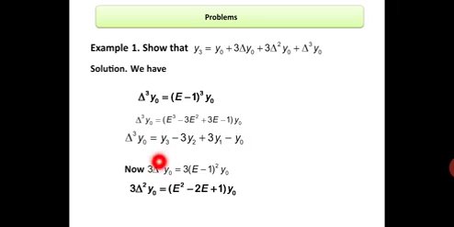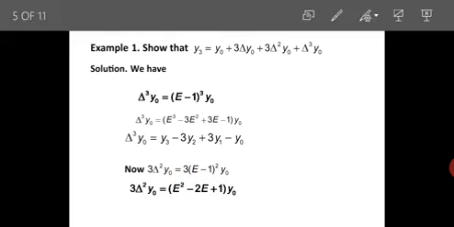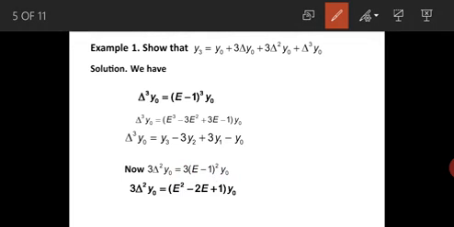So what does delta mean? Delta means E minus 1. We have substituted that, so E minus 1 whole square acting on y naught. What is E minus 1 whole square? It looks like (a minus b) whole square, so we apply the formula a square plus b square minus 2ab. Now I will multiply these terms.